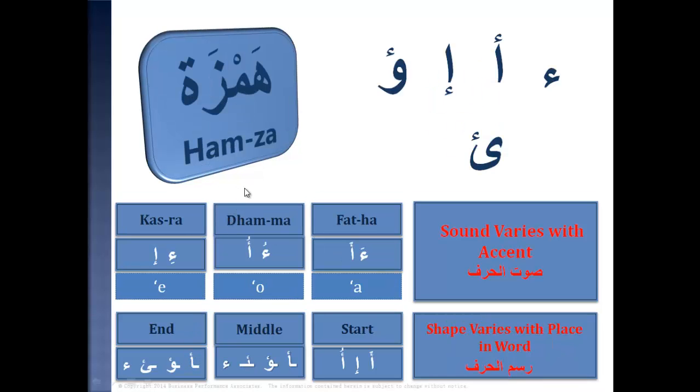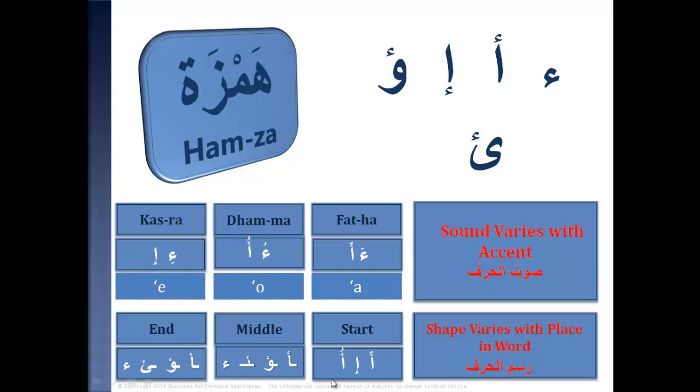Our last letter is Hamza, and the Hamza is a little bit confusing because it appears in a variety of places depending on the word: either by itself, above an alif, below an alif, on the top of a waw, or on the top of a ya without the dots. But do not get confused with these shapes because it keeps its sound basically the same. And the three basic sounds are a, u, and i.